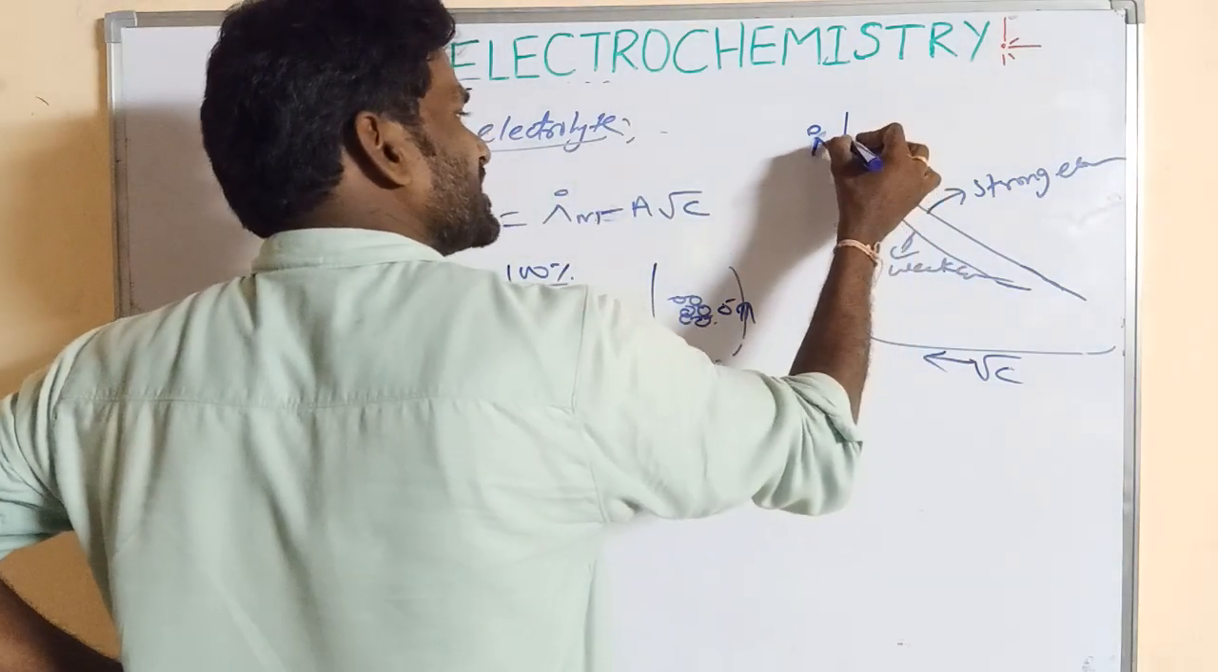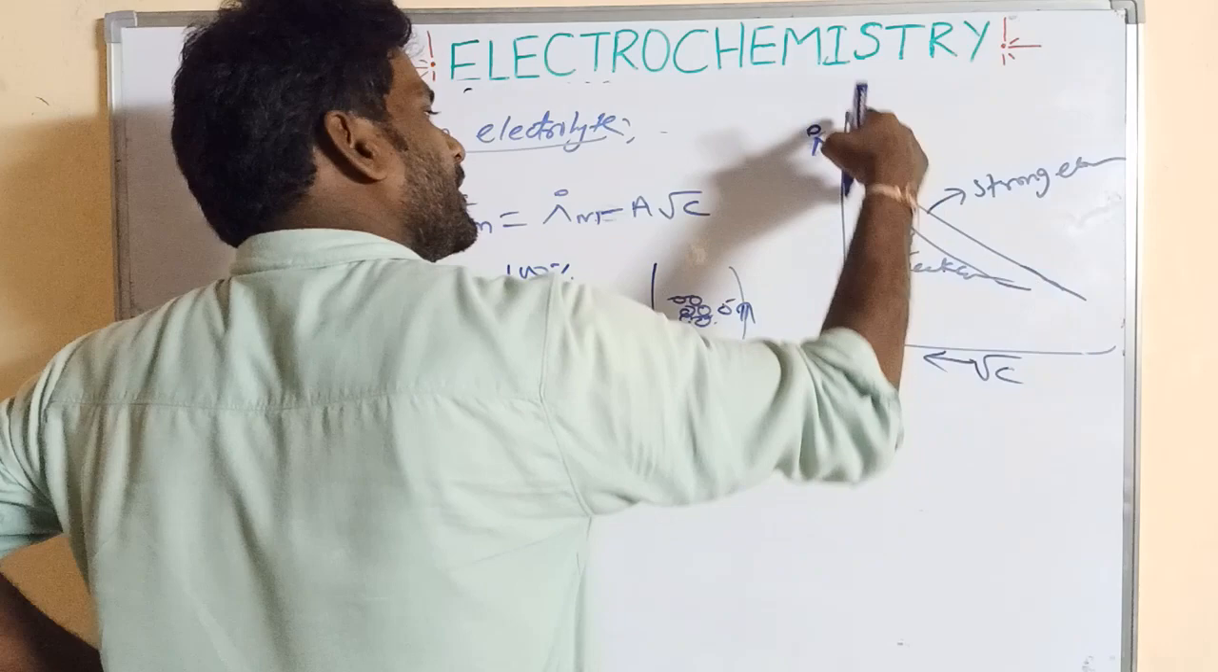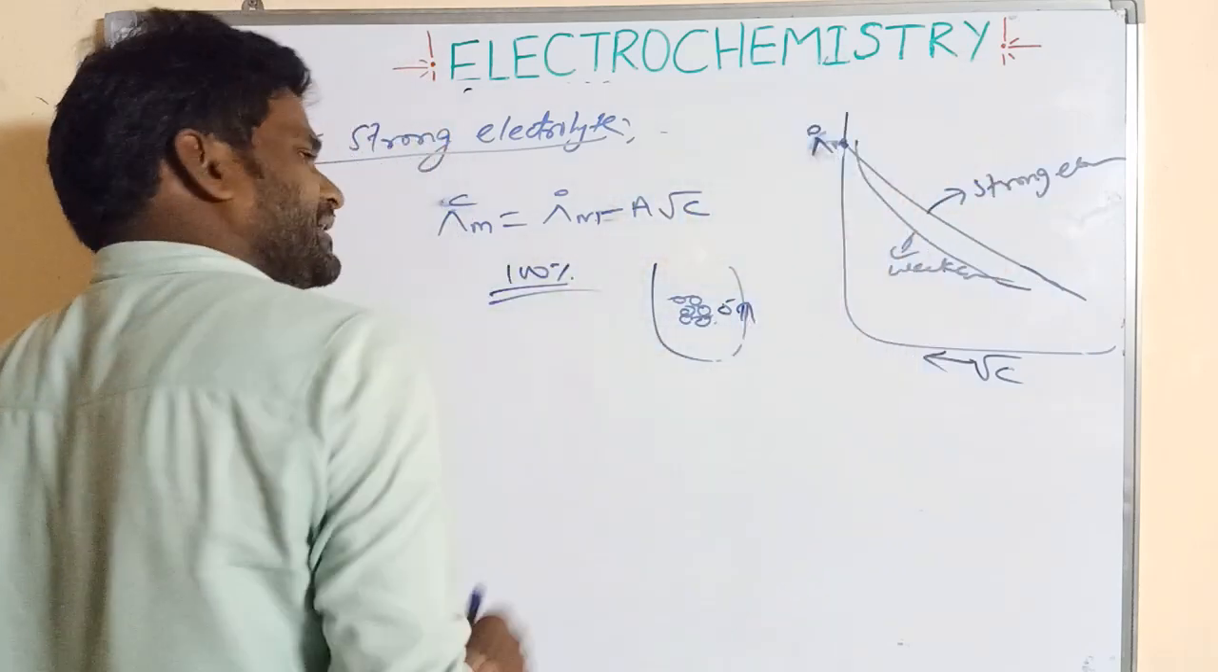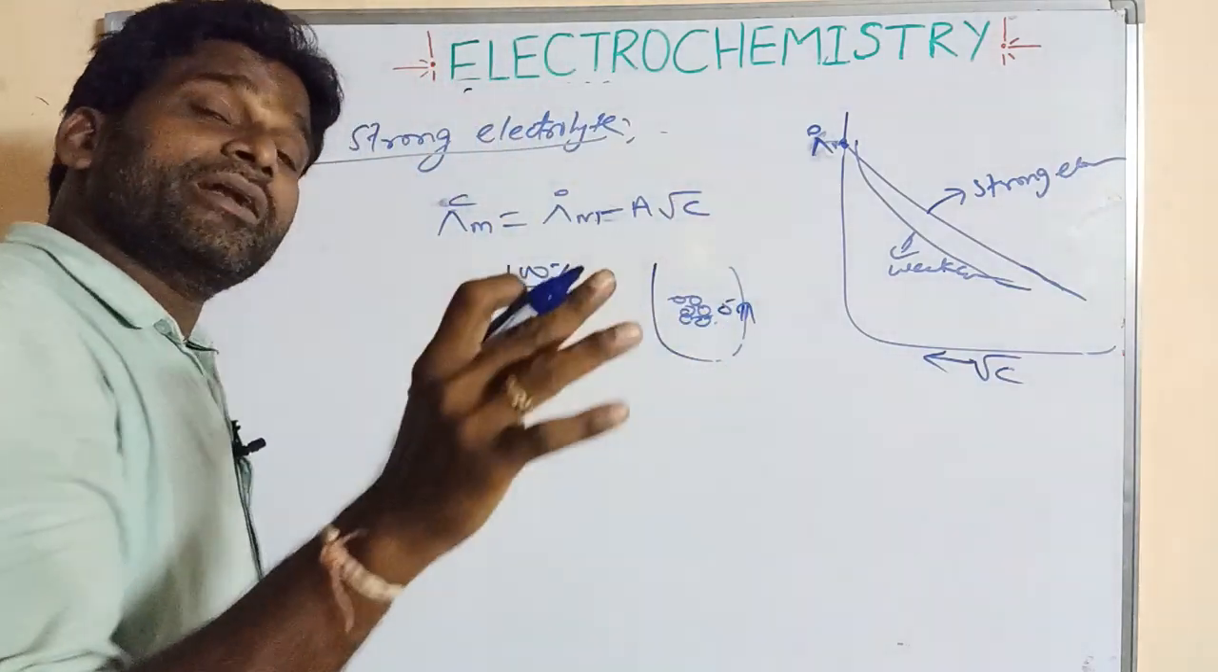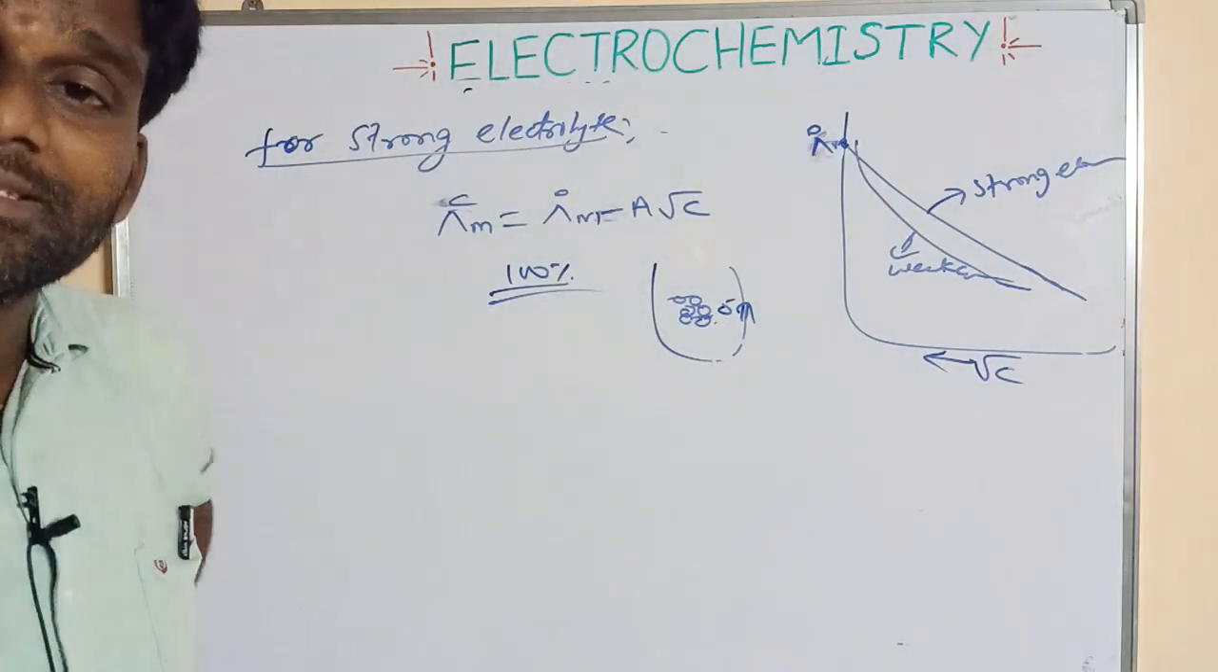For a weak electrolyte, the curve cannot touch that point. That means weak electrolytes cannot ionize 100%.